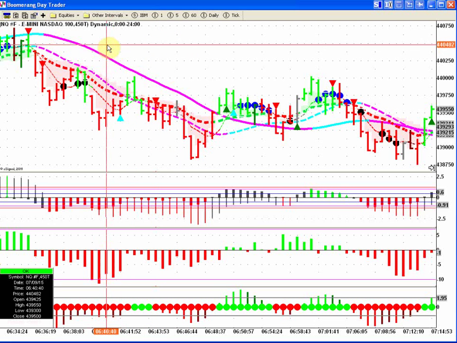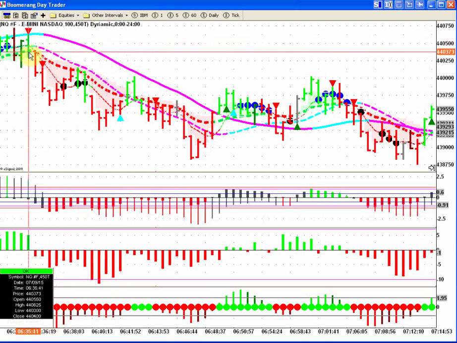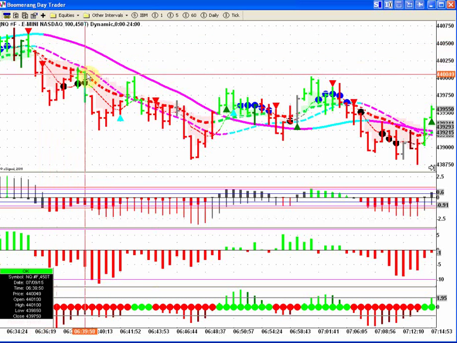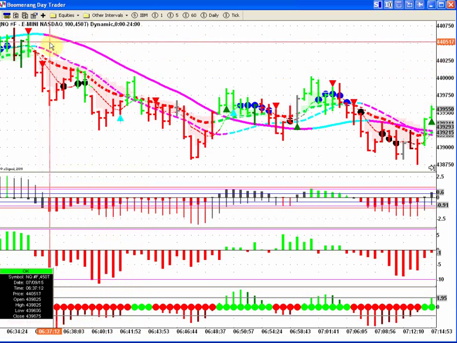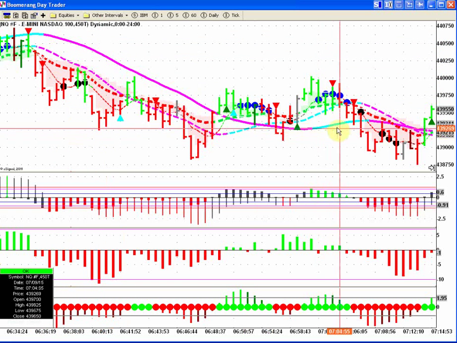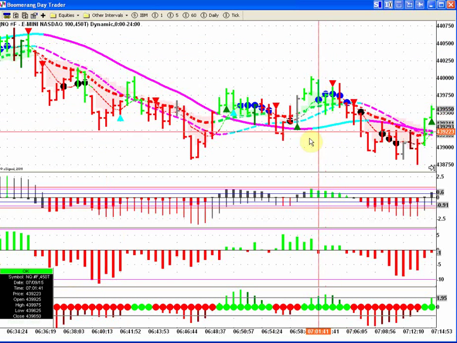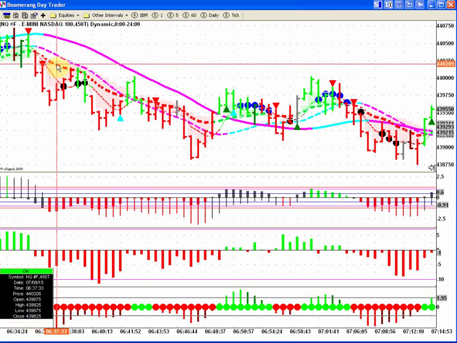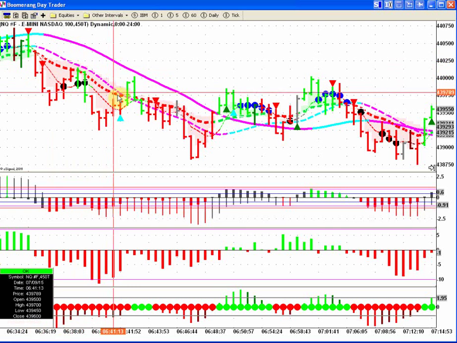On Boomerang we have several components. First of all, the key thing that we focus on is these two trend bands here, known as the dynamic trend bands. They're both magenta colored on the bearish side, and on the bullish side they're the cyan or bluish color. In addition to that, we have this dotted line here which is called the Cobra.